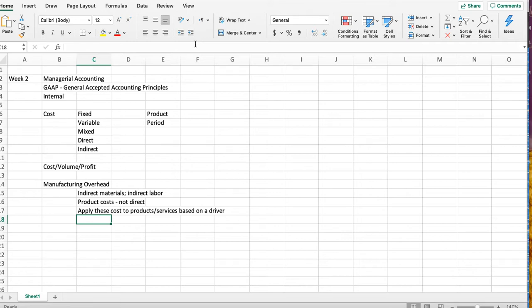It can be allocating the rent on the building to the products that you make. For example, cupcakes. So when you make a cupcake and you look at the cost of that cupcake, it's not just the flour and the sugar and the butter and the time of the person working on the cupcake. You also have to cover or absorb the cost of the building in which you're working and the electricity and the manager's salary.